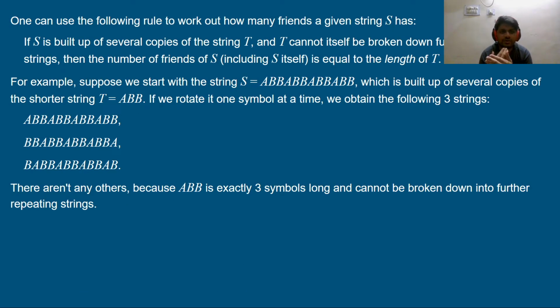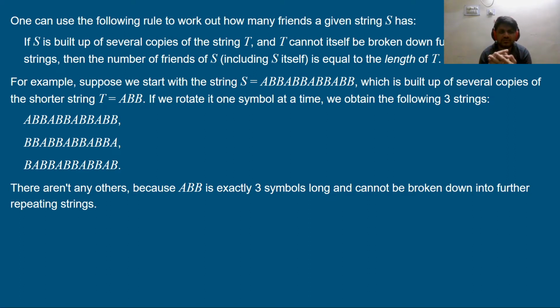One can use the following rule to work out how many friends a given string S has. If S is built up of several copies of the string T, and T cannot itself be broken down further into repeating strings, then the number of friends of S is equal to the length of T. For example, suppose we start with the string S equal to ABBABBABB, which is built up of several copies of the shorter string T equal to ABB.